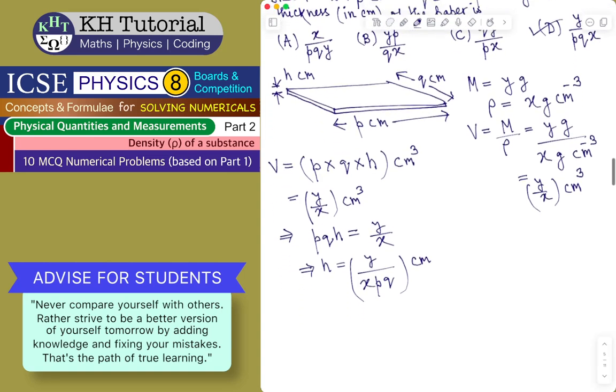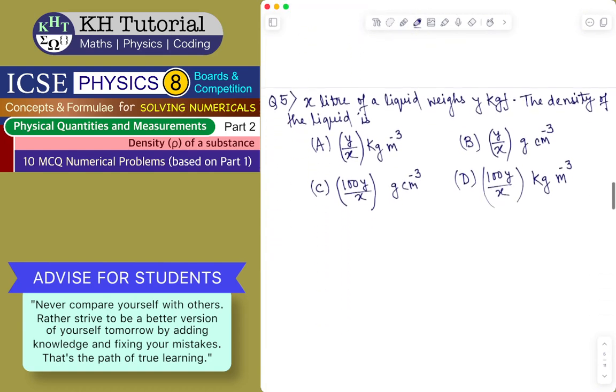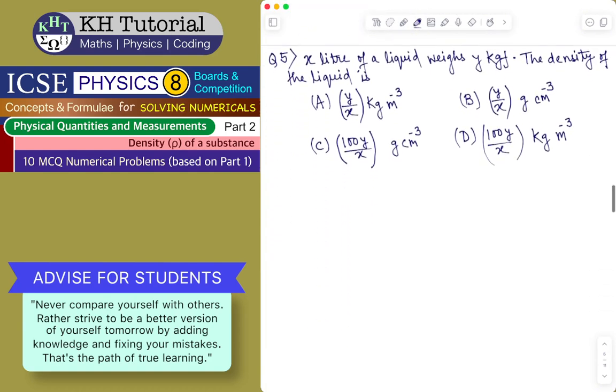Okay, let's see the next problem. Question number 5. X liter of a liquid weighs y kgf. Kgf means kilogram force. It is a gravitational unit of force. Now the unit of weight of a body is the unit of force. We know that.